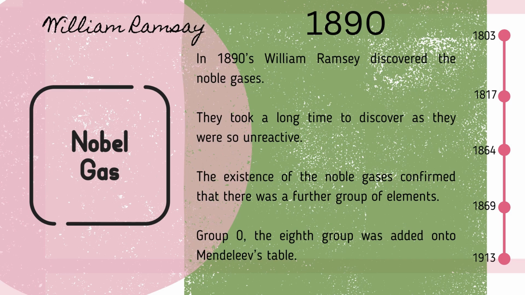In 1890, William Ramsay discovered the noble gases. Noble gases took a very long time to discover as they were so unreactive. The existence of noble gases confirmed that there was a further group of elements. Group 0, the 8th group, was added onto Mendeleev's table.